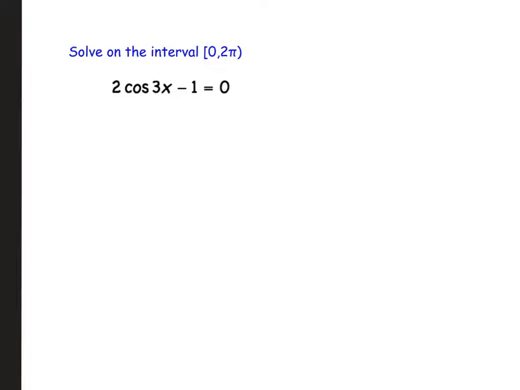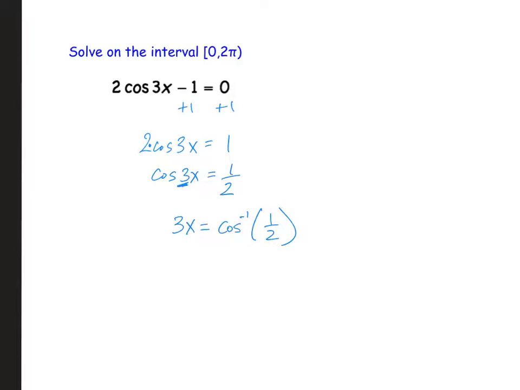For this one, probably what most people would do, just because they're on autopilot, is they would add 1 to both sides. And then this 2 out in front is being multiplied, so we are allowed to divide by 2. And now here's the point where you are going to be tempted to divide by 3, but you can't divide by 3 yet because that 3 is stuck inside the cosine function. What you can do is move the cosine over to the other side by taking the inverse cosine of 1/2.